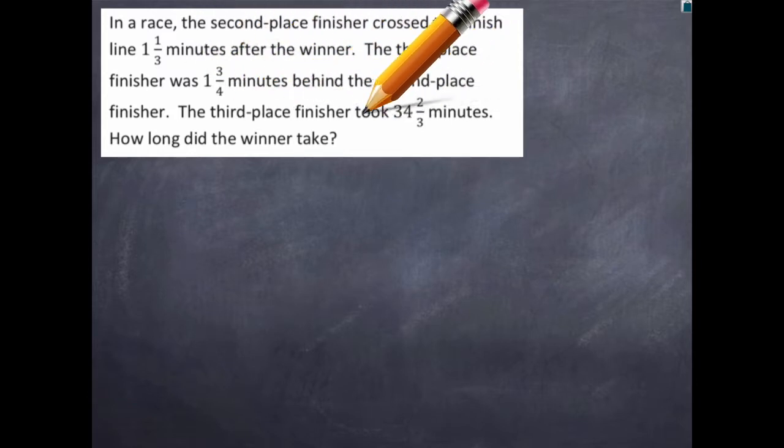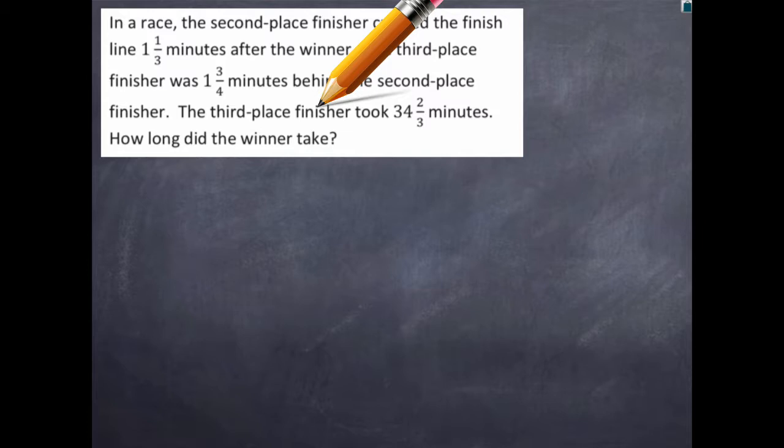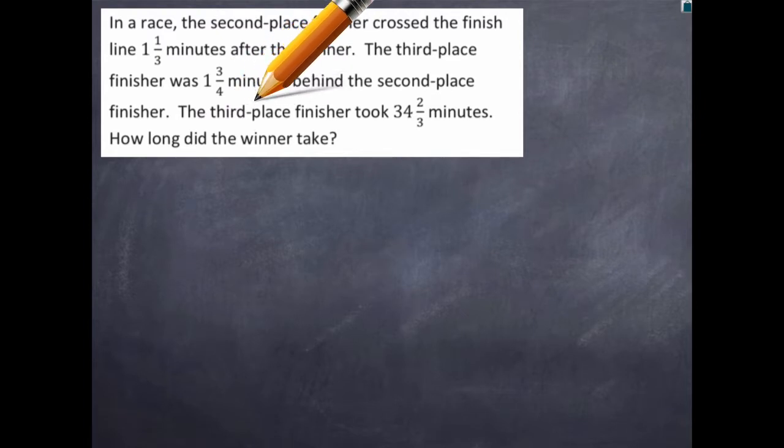If it helps you, just think of this objectively and not get worried about the fractions. Just think of it as whole numbers here, right? So the second place finisher crossed the line 1 minute after the winner. The third place was 1 minute behind the second place finisher, and the third place finisher took 34 minutes. So that can help us to just visualize things, and then we can come back and take a look at the fractions later if we need to. But I'm going to go ahead right here, and I'm going to highlight what the actual question is. So I want you guys to do the same thing. What is the actual question? Tell me what that is, and then we'll come back and talk about it.